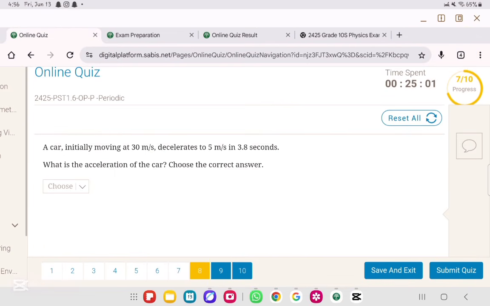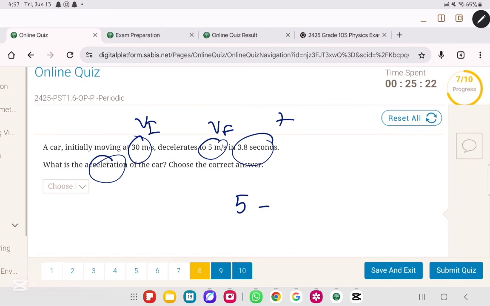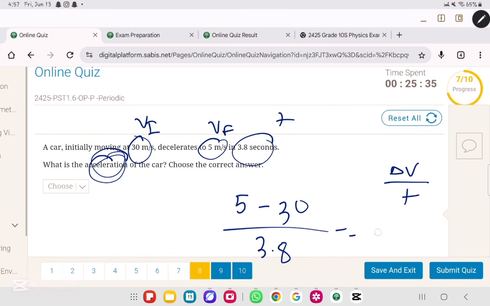We'll move on to question number 8. They said a car initially moving at 30 meters per second decelerates to 5 meters per second in 3.8 seconds. They want the acceleration of the car. So 5 meters per second, subtract it. We have velocity initial, velocity final, and we have the time. In order to find the acceleration, we know that it's the change in velocity over time. So v final 5 minus v initial 30. You're going to subtract them over the time, 3.8. You will put it on your calculator and you will get minus 6.6 meter per second squared.